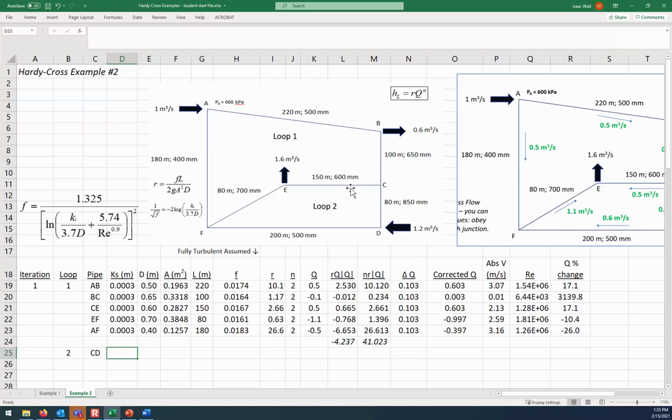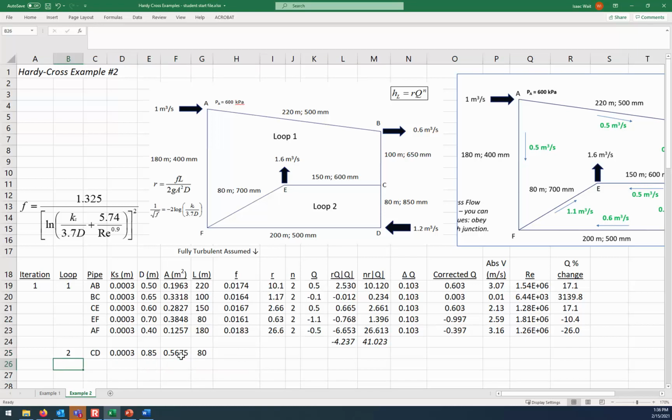All right, so here in iteration 1, loop 2, we have pipe CD. Now all these pipes have the same K sub S value, so just to remind you, that was 0.3 divided by 1,000. Pipe CD has a diameter of 0.85, and then the area we can calculate. I just pasted the formula for the area and it looked at the diameter. The length is 80 meters for pipe CD.